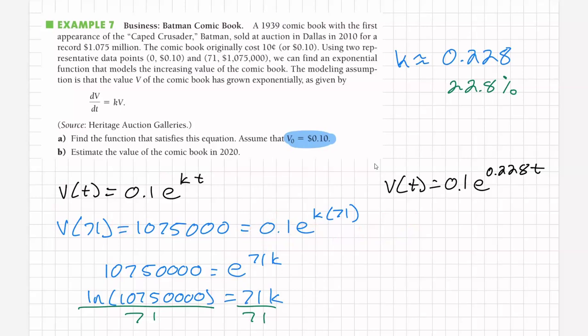Now, with that said, the next step wanted us to approximate the value in 2020. Well, that's 10 years later, right? So that'd be like saying V of 81. So we want to take this very thing that we found and just plug in 81. Now, the key word there was approximate, right? So we're not looking for an exact perfect match here. 22.8% is a pretty good representation of what we're working with.